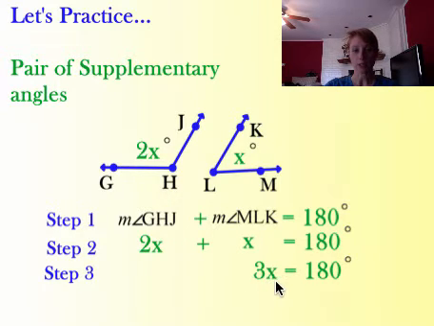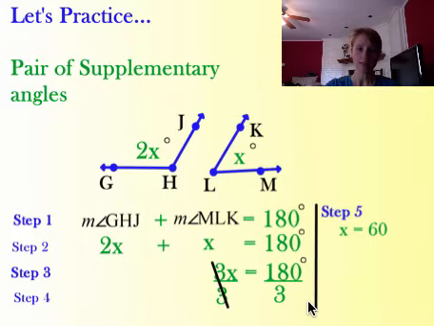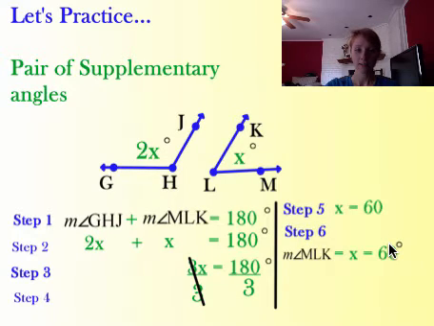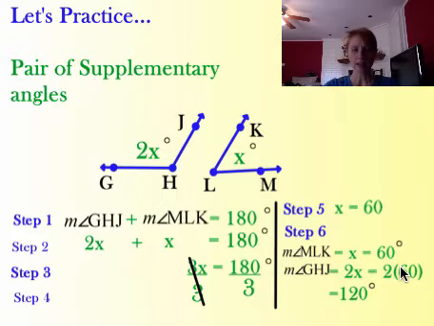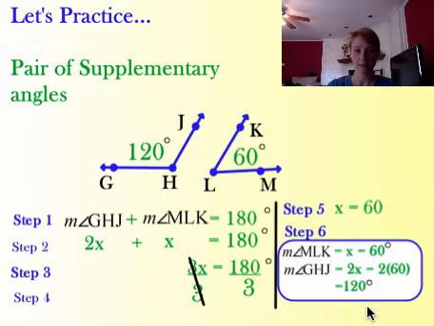So now what we're going to do is just solve for x. So let's combine the like terms, which gives us 3x equals 180, and then isolate the variable x by dividing by 3 on both sides. This gives us x equals 60. And so when we plug in for the value of each angle, the measure of MLK is given by x, so that's going to be 60 degrees. And the measure of GHJ is 2x, so it will be 120 degrees. So let's go ahead and check our work again. 120 plus 60 does equal 180, so our work checks out.